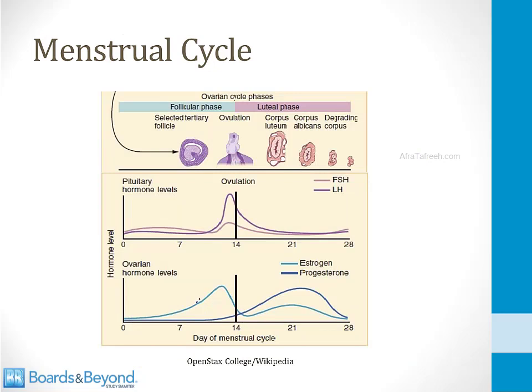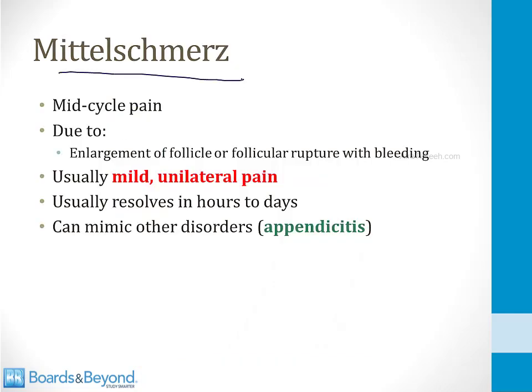If we go back to this slide, when the estrogen level gets high enough, it triggers this LH surge shown on the screen here, and that is what triggers ovulation. There is a phenomenon called Mittelschmerz in which women develop abdominal pain around the time of ovulation. This presents as mid-menstrual cycle abdominal pain, and the pain is due to enlargement of a follicle, or sometimes it's from follicular rupture with bleeding.